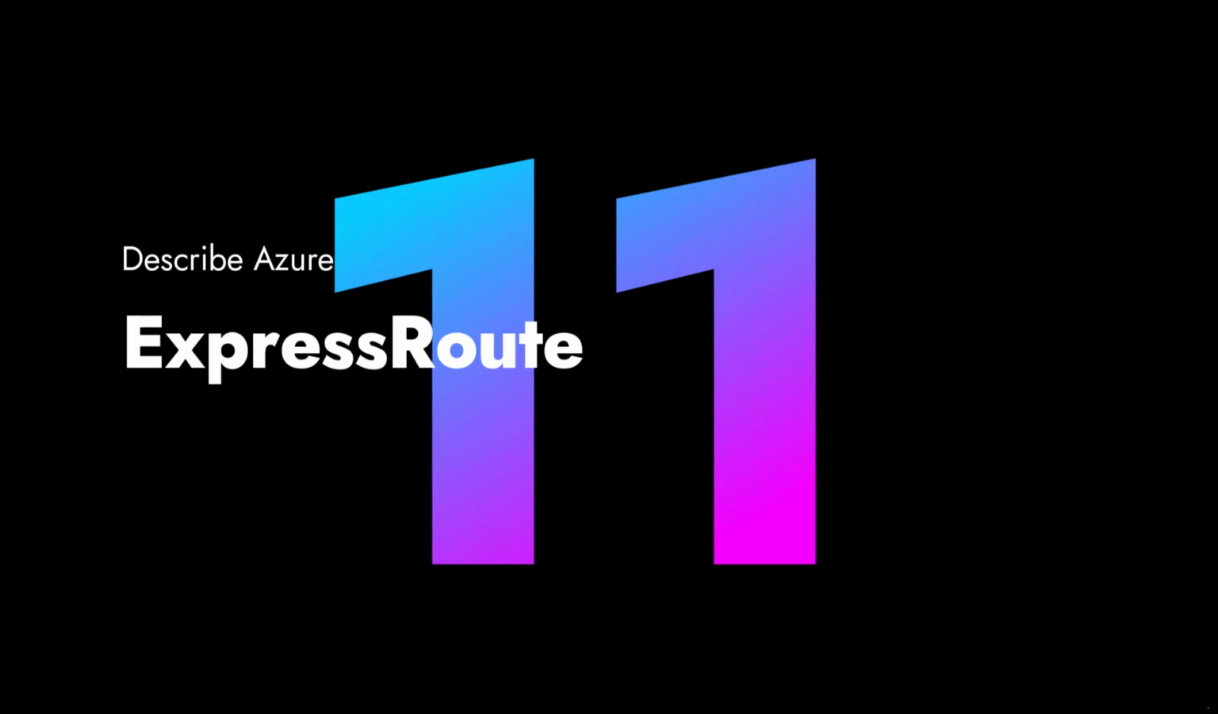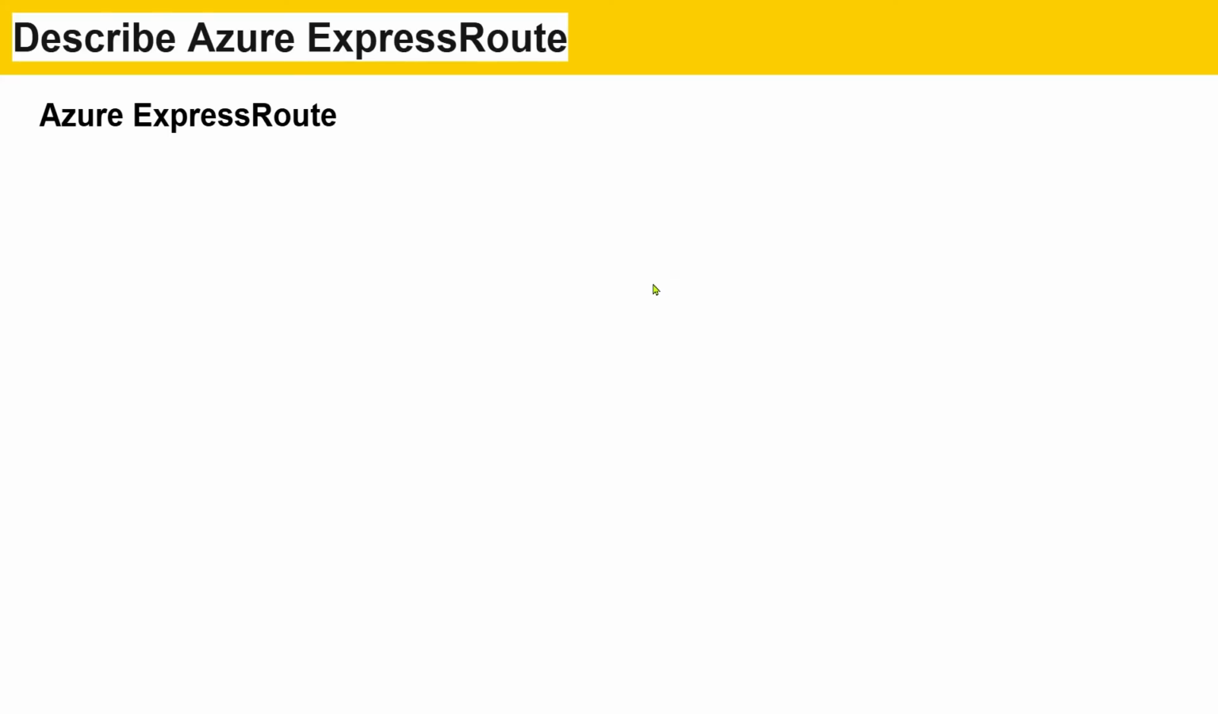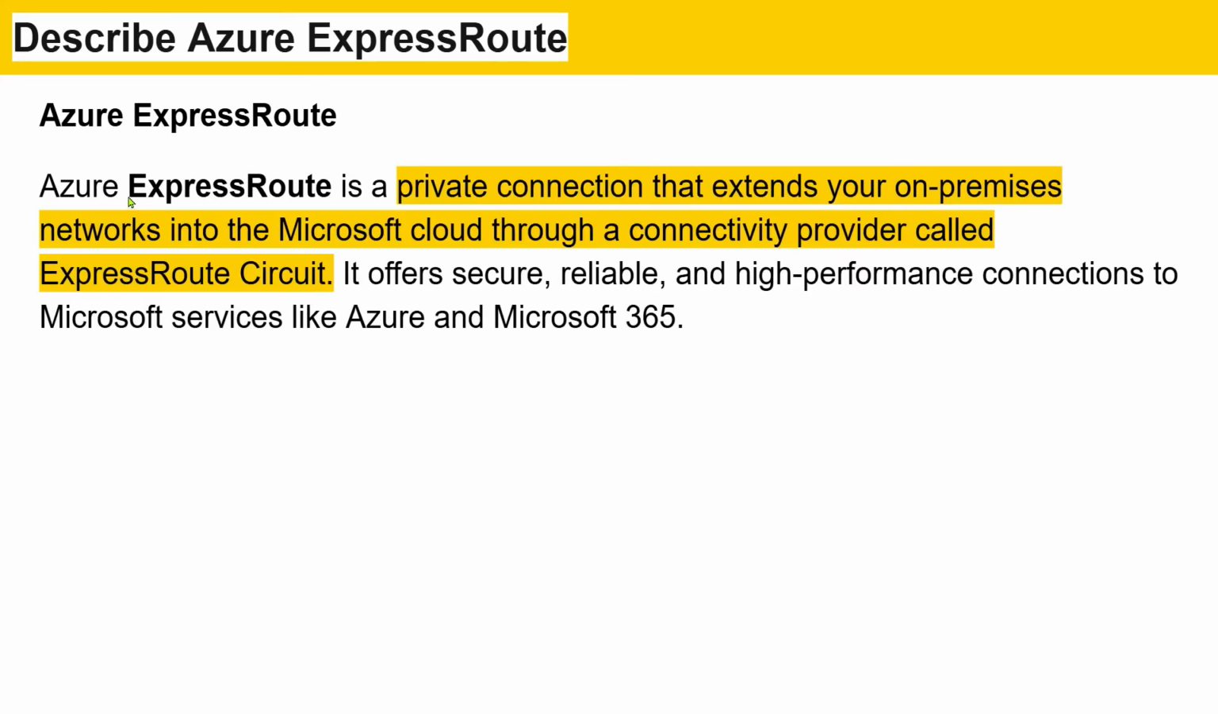Describe Azure ExpressRoute. So what is Azure ExpressRoute? Azure ExpressRoute is a private connection. If that's the only word I have to remember, it's private connection, which extends your on-premises networks into the Microsoft Cloud through a connectivity provider called an ExpressRoute circuit. It offers a secure, reliable, and high-performance connection to Microsoft services like Azure and Microsoft 365. So ExpressRoute is nothing but a private connection to make it more secure.